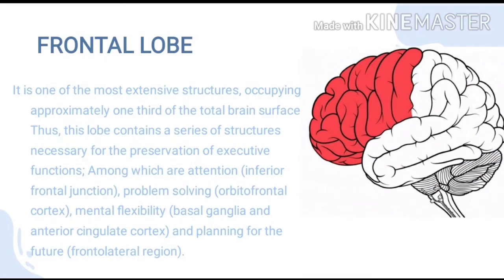Frontal lobe. It is one of the most extensive structures, occupying approximately one third of the total brain surface. Thus, this lobe contains a series of structures necessary for executive functions, among which are attention, inferior frontal junction, problem solving, orbitofrontal cortex, mental flexibility, basal ganglia, anterior cingulate cortex, and planning for the future in the frontolateral region.